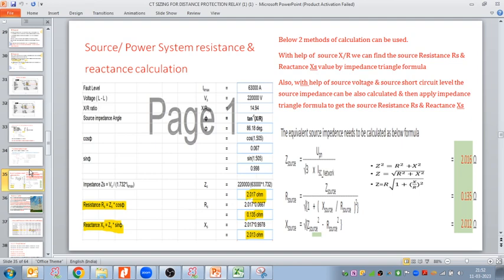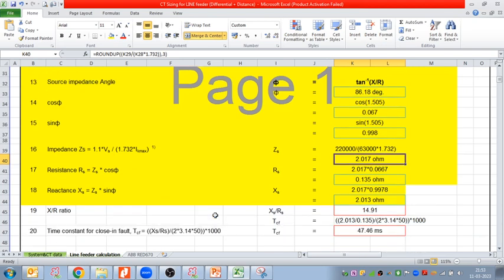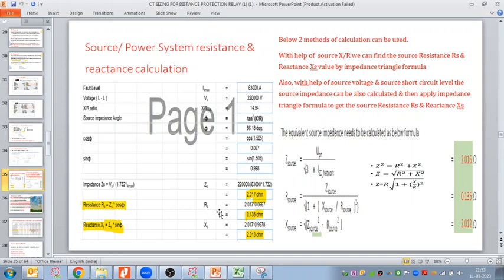So far the source resistance and reactance is clear, right? Let me know, is that clear? Almost 1 hour done for the class, so am I clear so far? Yeah. I'm trying to keep it very simple, and whatever I'm discussing in this lecture, I'm trying to explain with the help of this presentation also.